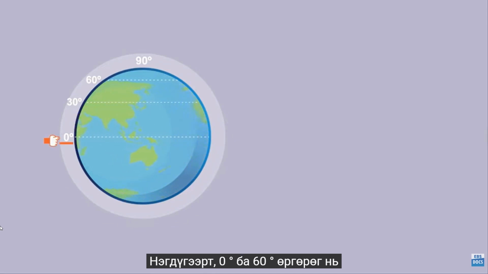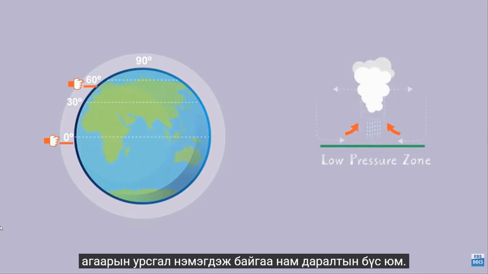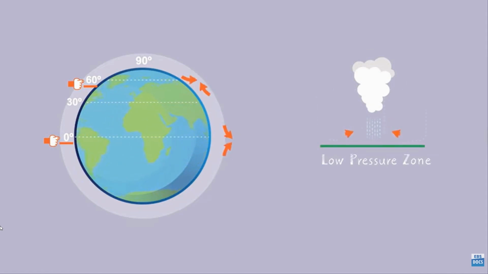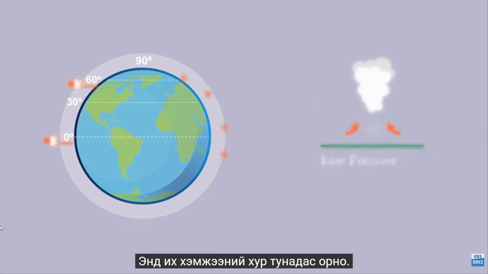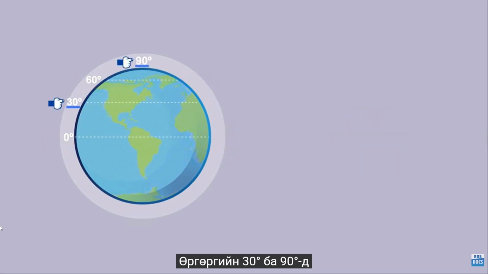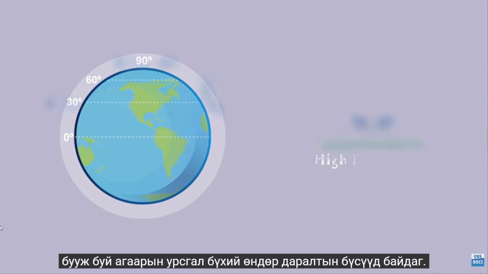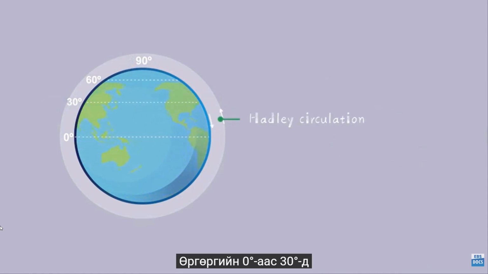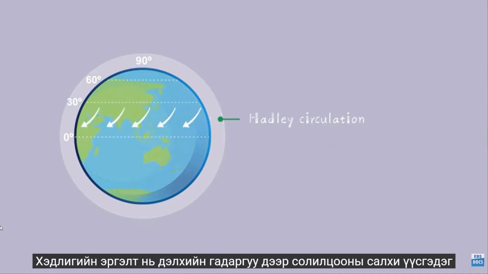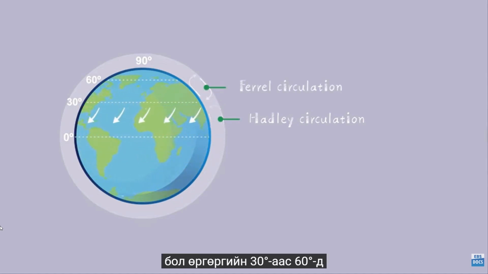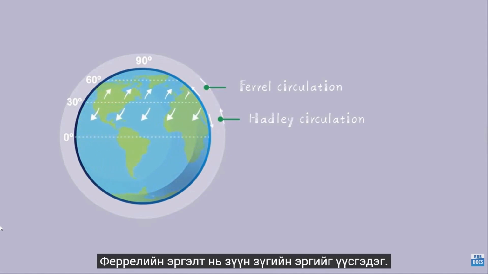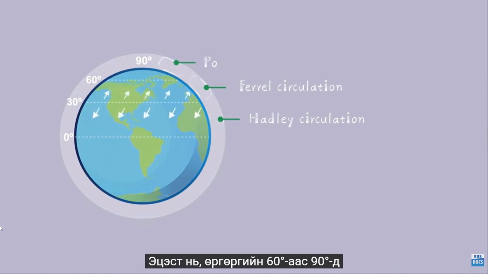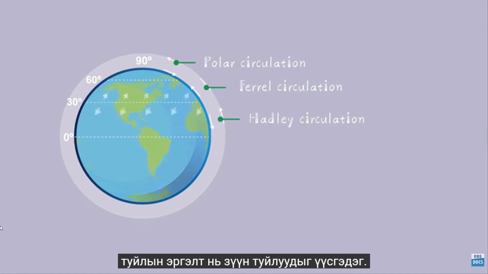First, 0 degrees and 60 degrees latitude are low-pressure zones with rising air currents. Here, there is a large amount of precipitation. At 30 degrees and 90 degrees latitude are high-pressure zones with descending air currents. At 0 degrees to 30 degrees latitude, Hadley circulation causes the trade winds on the Earth's surface, while at 30 degrees to 60 degrees latitude, Ferrel circulation causes the westerlies. Lastly, at 60 degrees to 90 degrees latitude, polar circulation causes the polar easterlies.